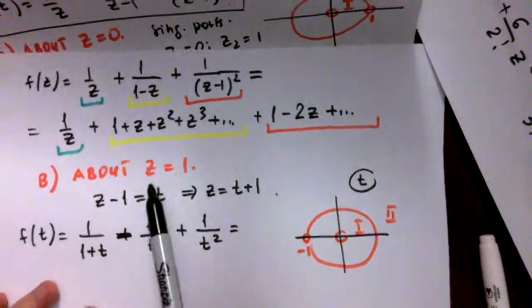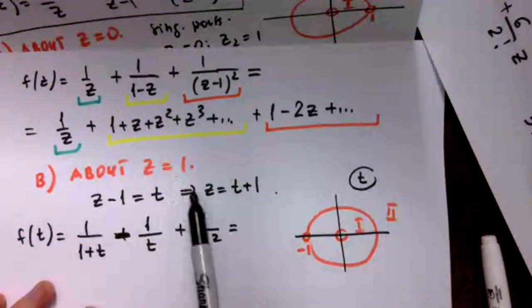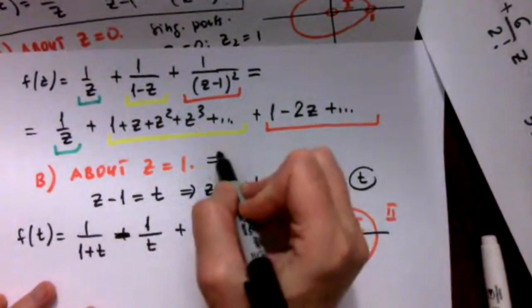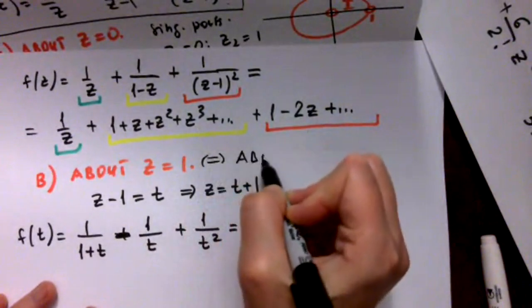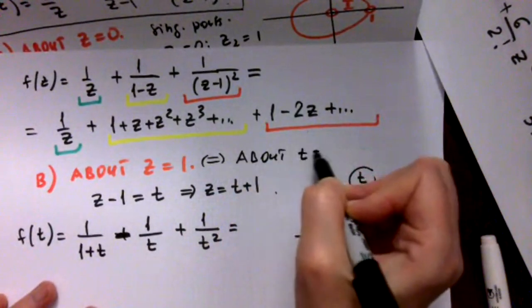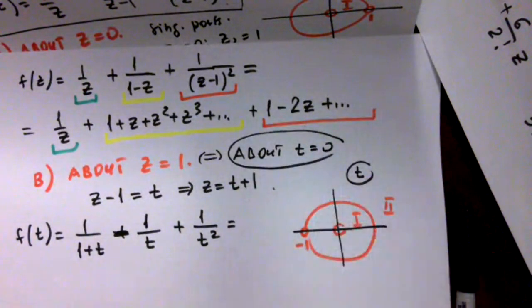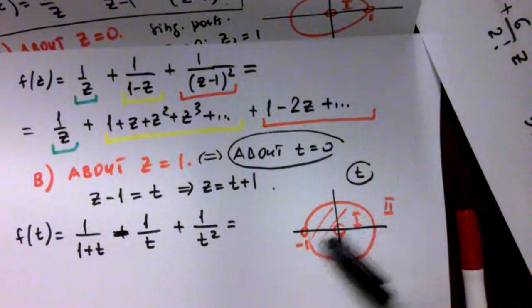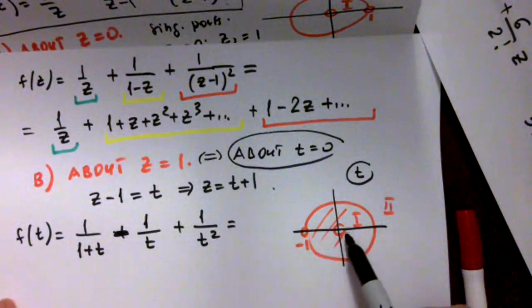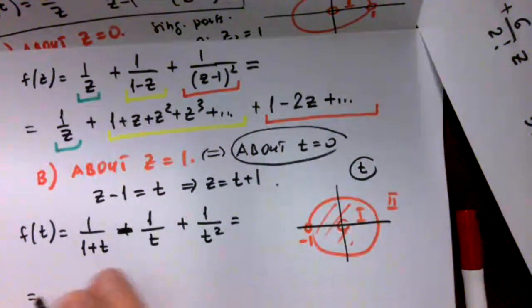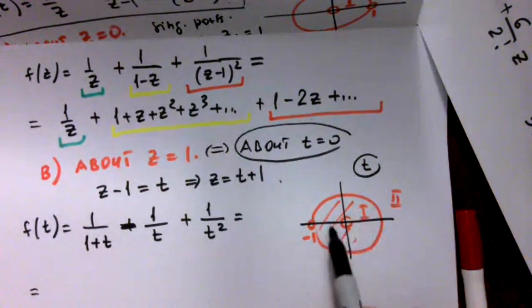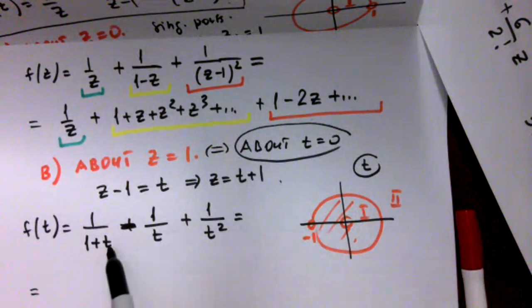How can it be rephrased? About z equal to 1 corresponds to about t equal to 0. What is this region? Again, it's only the interior of this circle. Oh, it's not quite a circle anymore. It's rather a ring, but it doesn't matter. So it means that we are interested only in one expansion, only inside this area, and we need to check as we go.